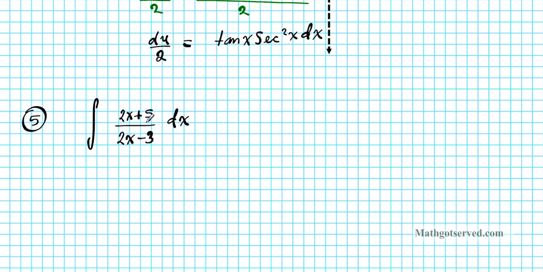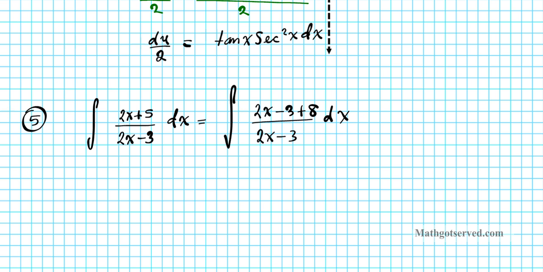You can ask yourself, how can I express this number as a combination of -3 and another integer? Okay? How can we do that? That's the question. So I'm going to write this as 2x over 2x minus 3. Now, 5 is the same thing as -3 plus 8. So replace this 5 with -3 plus 8 dx. Now, why did I do that?